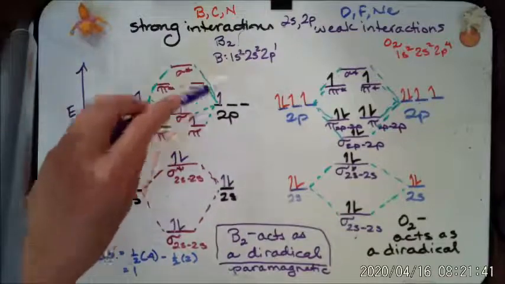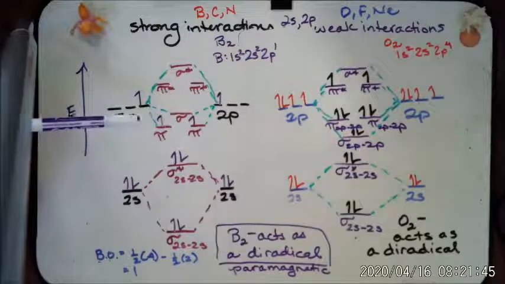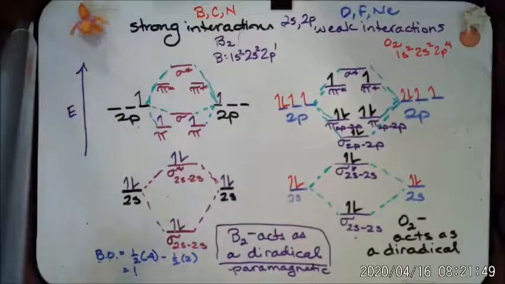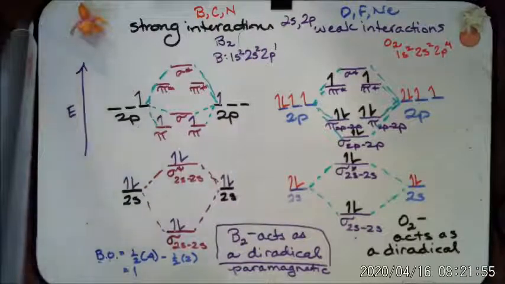What that means is that boron acts as a diradical. I actually have 2 unpaired electrons in here, hence di. And an unpaired electron is a radical. When you have unpaired electrons, it gives paramagnetic properties, like the boron has magnetic properties, and the bond order for boron is going to be 1/2 of 1, 2, 3, 4 minus 2.